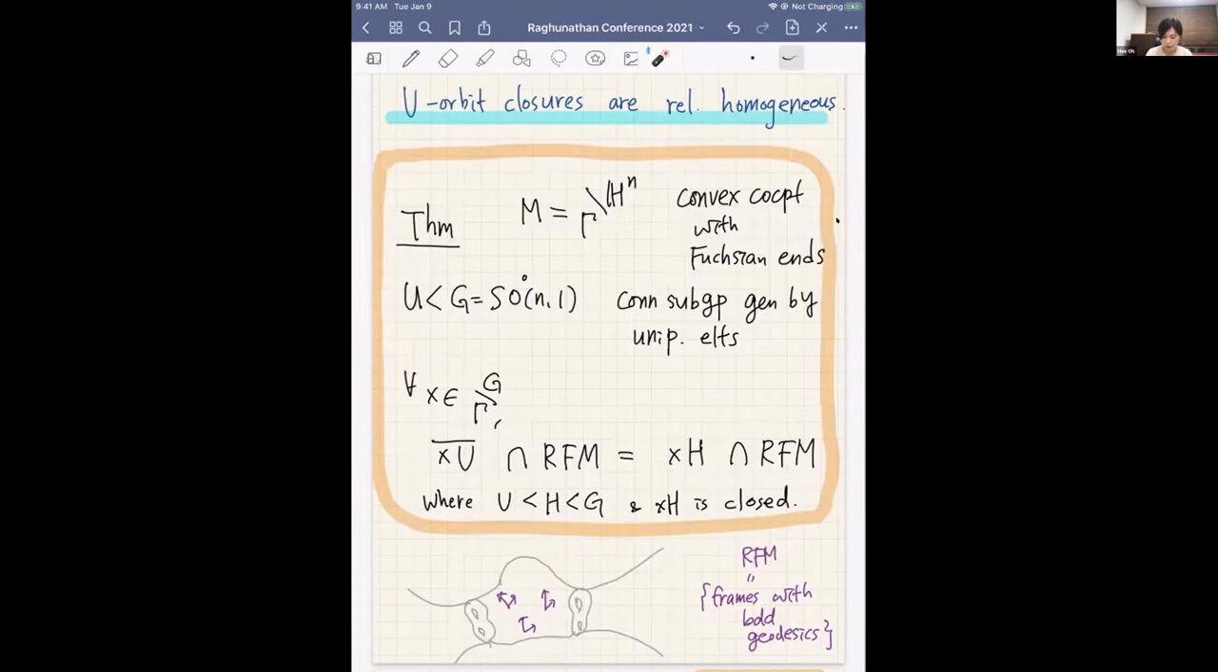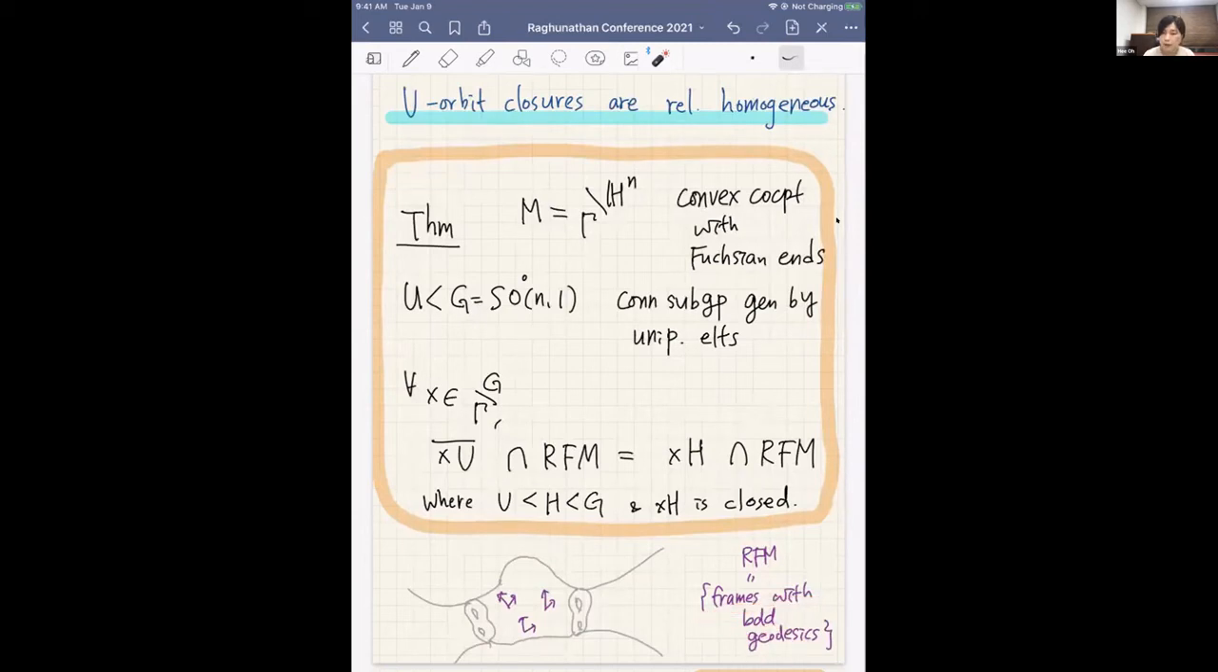Of course, if G mod gamma is compact, then all the geodesics are bounded. Therefore RFM, the renormalized frame bundle, will be all of G mod gamma if it is compact. But if it's not compact, then RFM removes those geodesics which shoot to infinity. We don't mean these geodesics are closed, but just bounded. So it only captures the frames which define bounded geodesics.